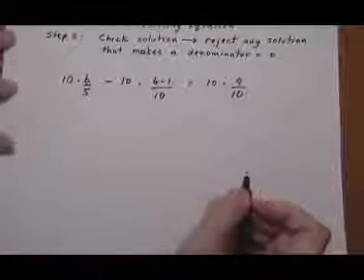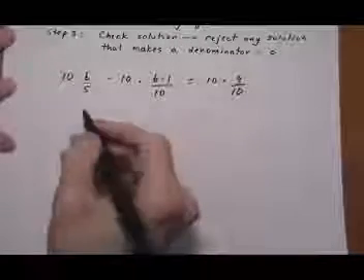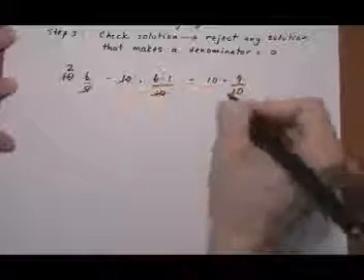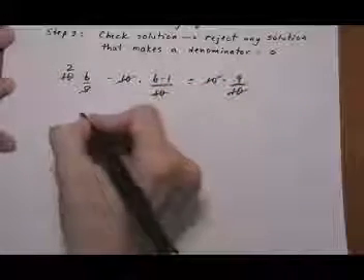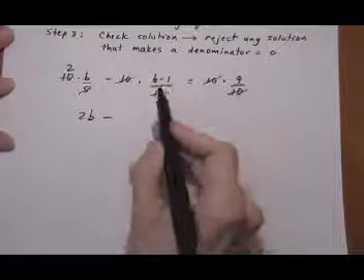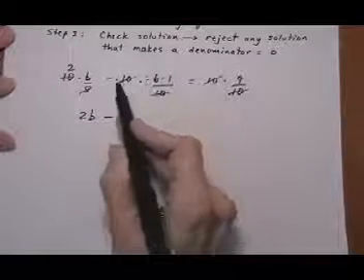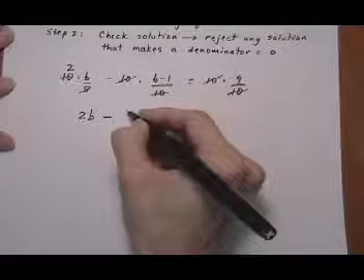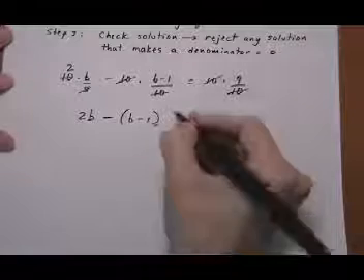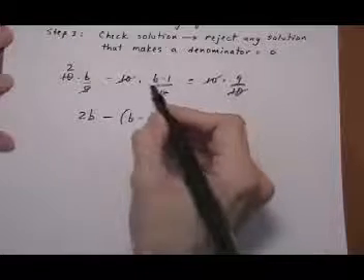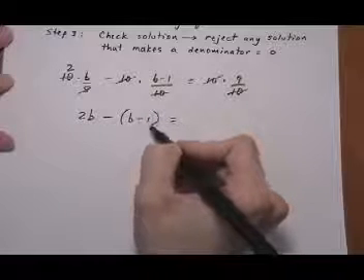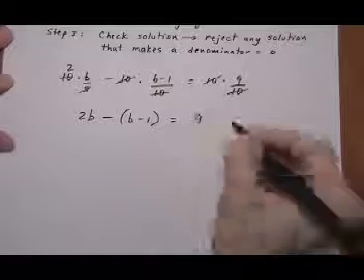And now we do our canceling and solve the equation like we normally would. So 5 goes into 10 twice, 10 and 10 cancel, 10 and 10 cancel. So that gives us 2b, take away. Now this entire numerator here is being subtracted. So to remind myself that the entire thing gets subtracted, I'm putting parentheses around it. Because if I don't put parentheses, I'm only subtracting the b. I'm not subtracting the 1. I want to subtract b minus 1. And that equals 9.